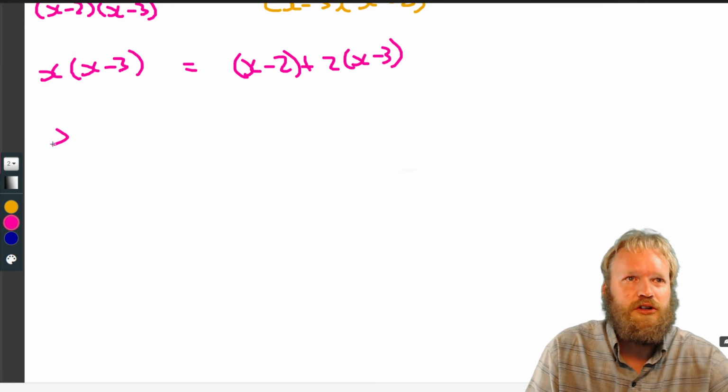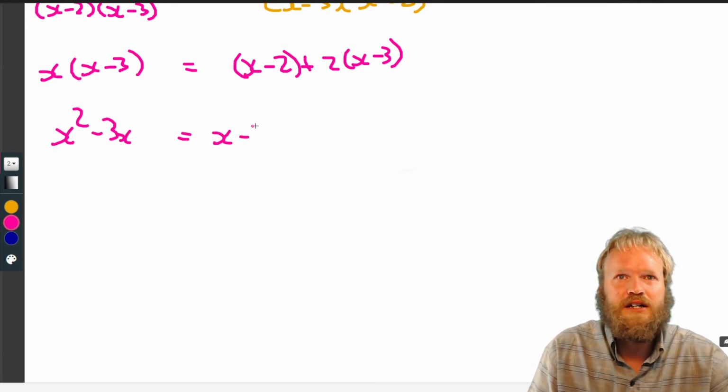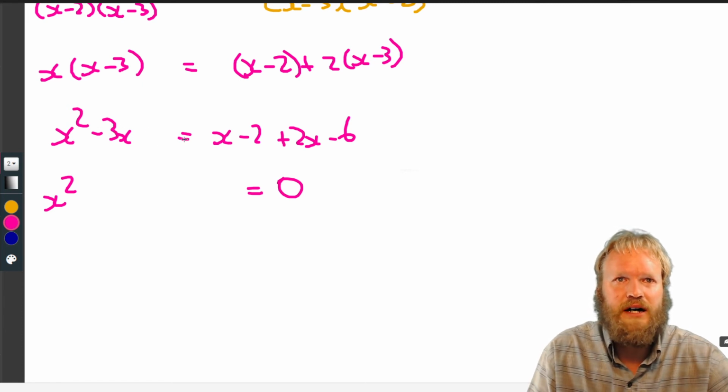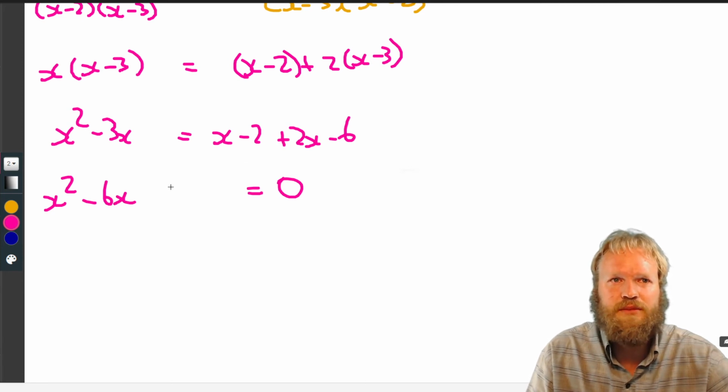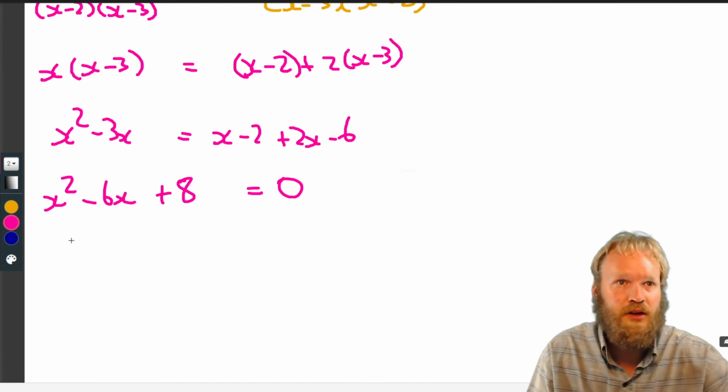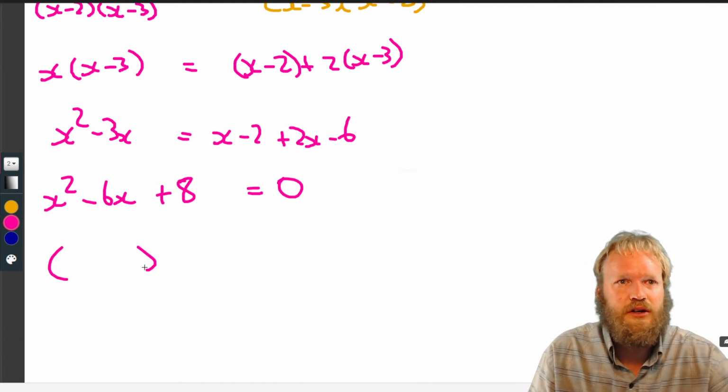Okay, so you worked through it. Well, I hope you did. And you got x squared minus 3x equals x minus 2 plus 2x minus 6. And you said, cool, not equal to 0. Let's rearrange this so it equals 0. We got x plus 2x is 3x, minus 6x, minus 2 minus 6 is minus 8, so we plus 8 on each side of the equation. Okay, that's great because I'm sure we can factorize that.